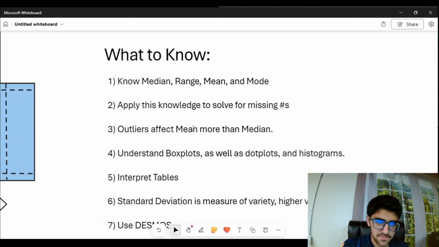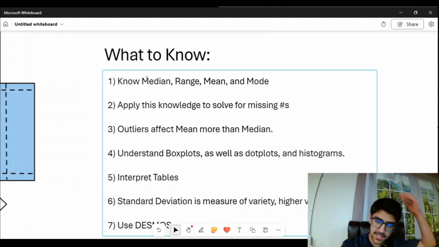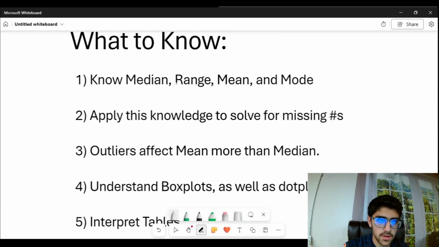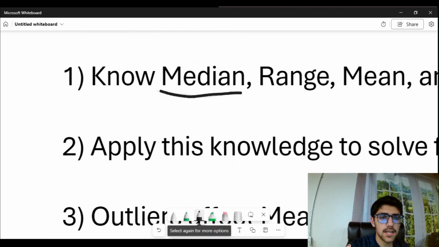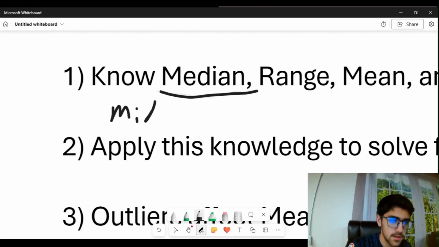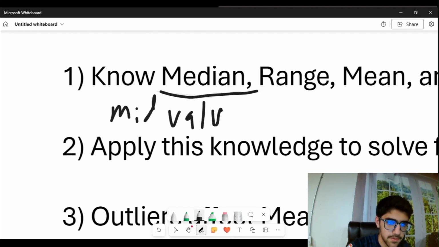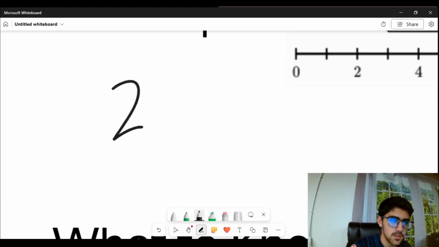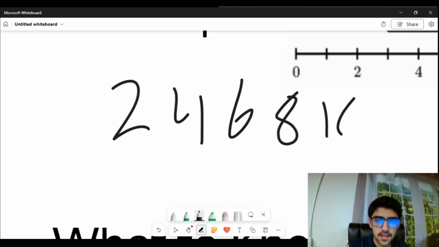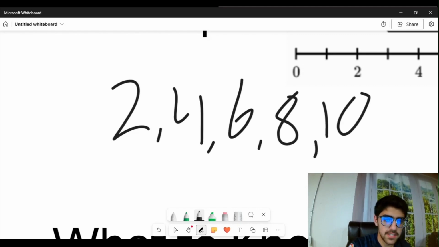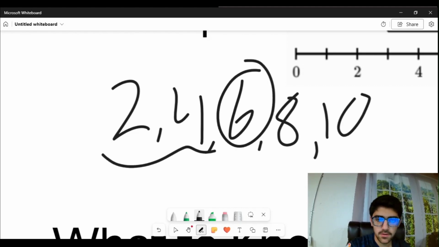So what do you need to know? Like I said, one of the main parts is median, range, mean, and mode. So it's important to know those. I'm just gonna do a quick summary. The median is basically the middle value. So let's say I have 2, 4, 6, 8, 10. The middle value would be 6 because there's 2 on the left, 2 on the right, so it's the middle value.